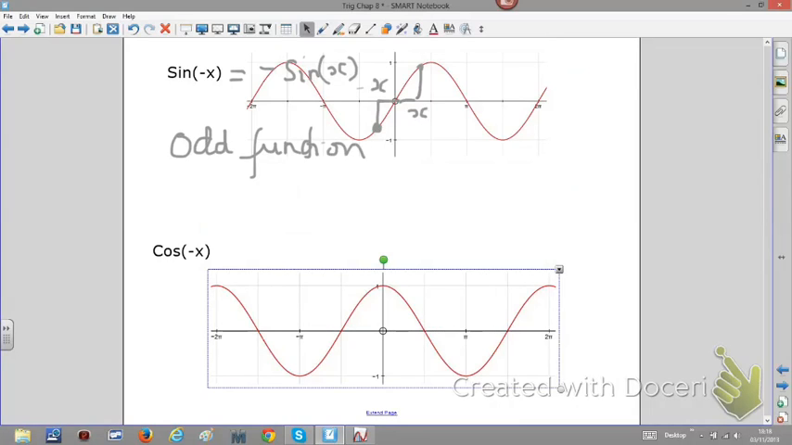So I'll write that down. Cos, on the other hand, if we pick a value of x and then we take the minus x on the other side, we can see that the cos value is exactly the same. So cos of minus x is equal to cos of positive x. And if this is true, we say it's an even function.